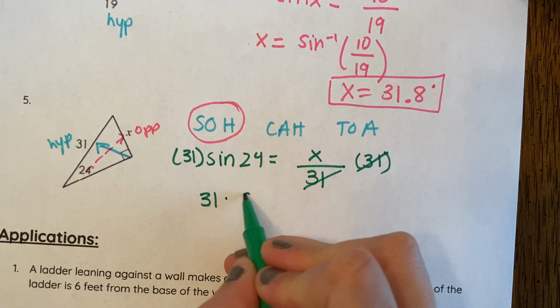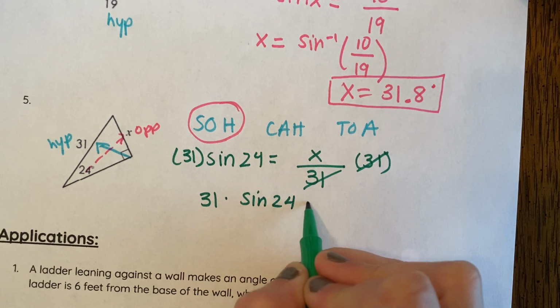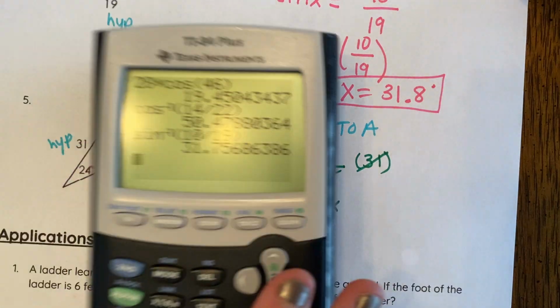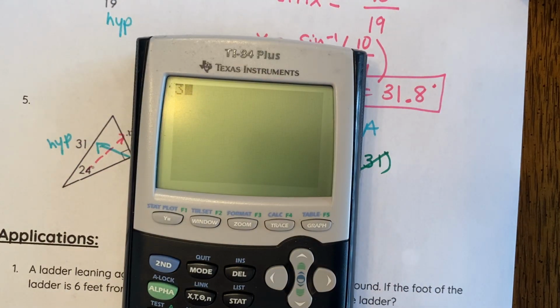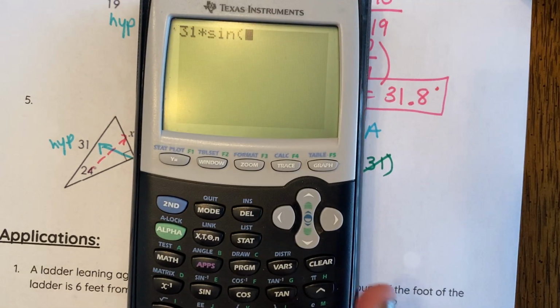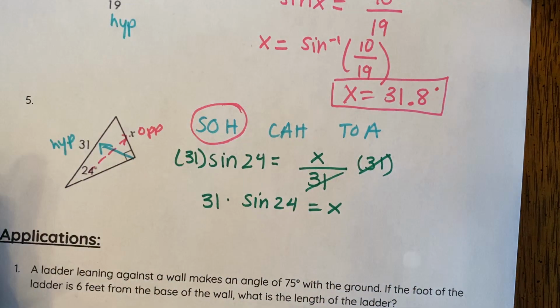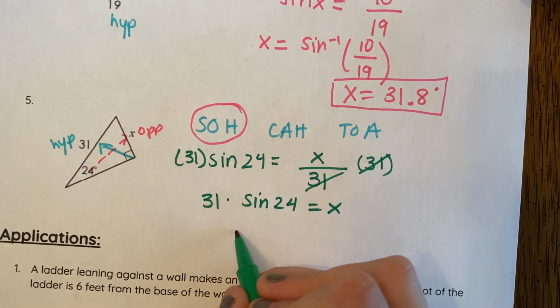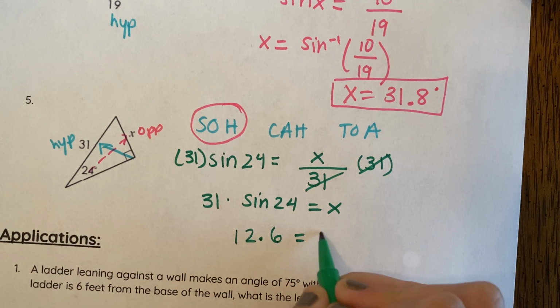So 31 times the sine of 24 is equal to x. So 31 times the sine of 24. So 12.6. So 12.6 is equal to x.